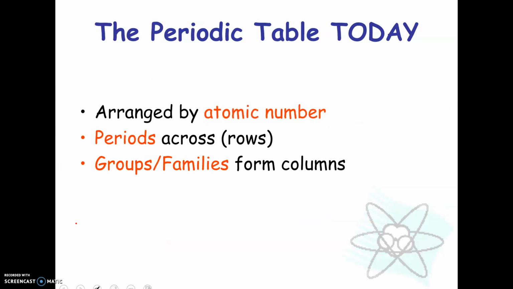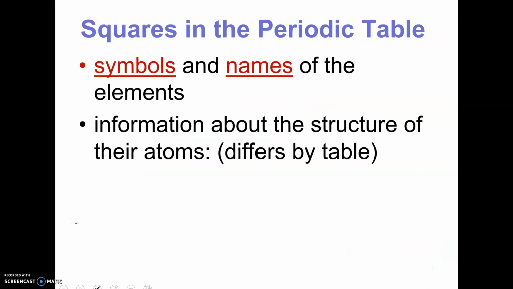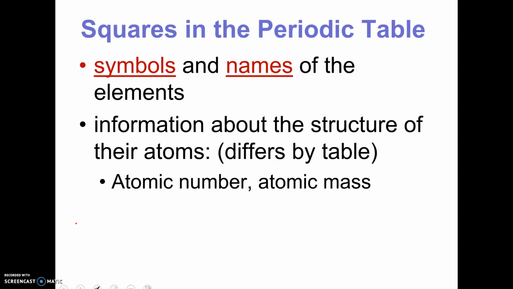So today's periodic table is arranged by atomic number. The periods are the rows, and the groups, or families, are the columns. And then in each square, there's different information. Now, it really depends what table you look at. Some tables have more information than others. Some of them even have their electron configurations in the little boxes. But the ones we use in class always are going to have certain things.